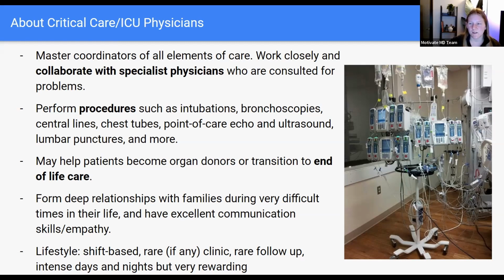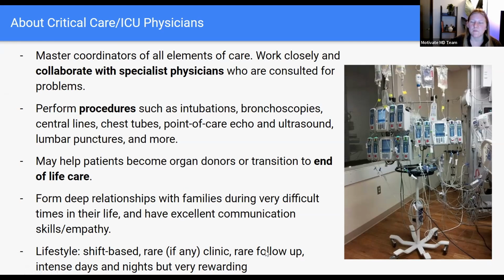And then just if you're curious about the lifestyle of a critical care doctor, it's almost exclusively shift based. It's rare that they would ever have clinic unless you also specialize in something else. Say you're a general surgeon and you have general surgery patients that you follow in clinic, but you also work in the ICU on the side. But if you're just specifically an ICU doctor, you wouldn't have any clinic, you would just do shift-based inpatient work.